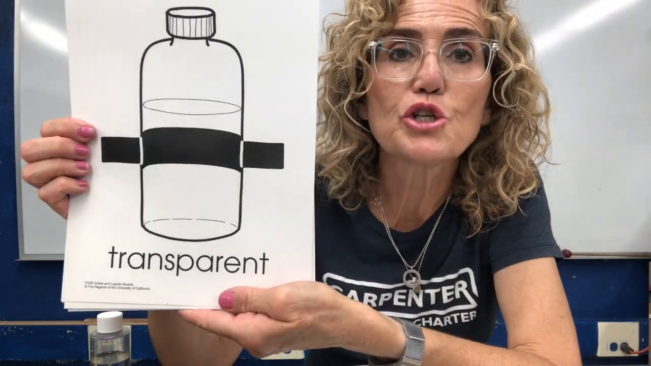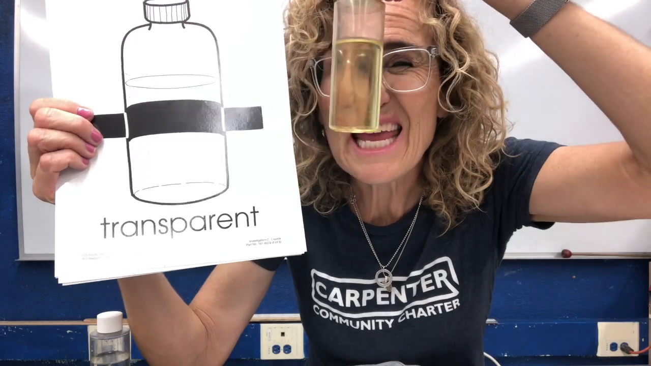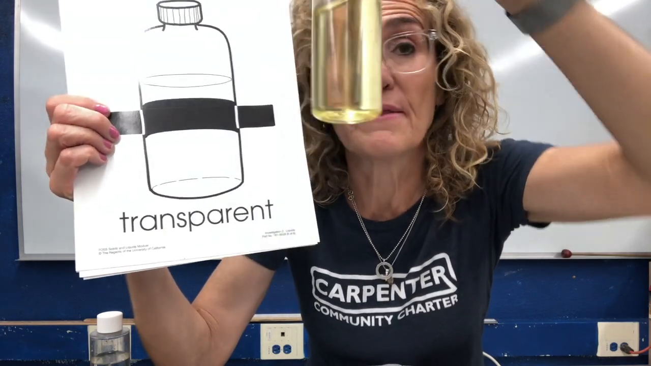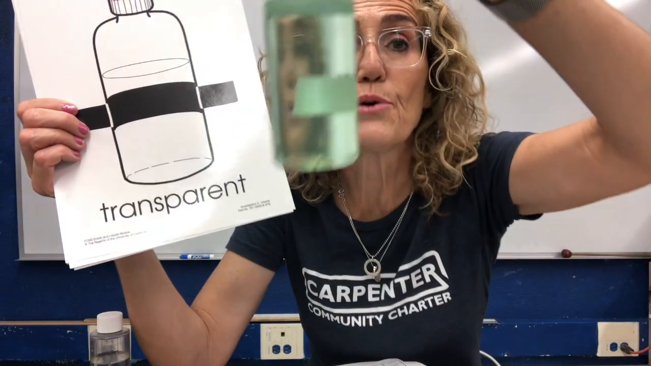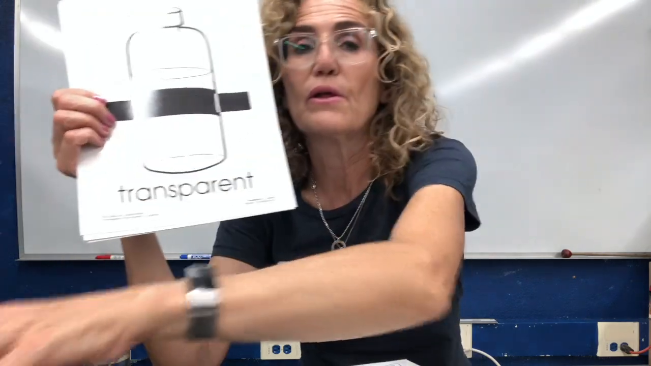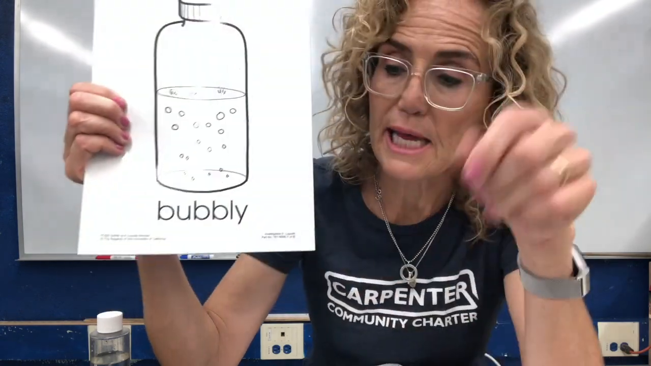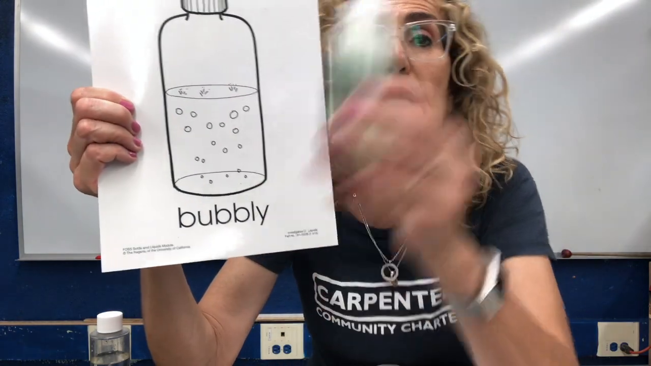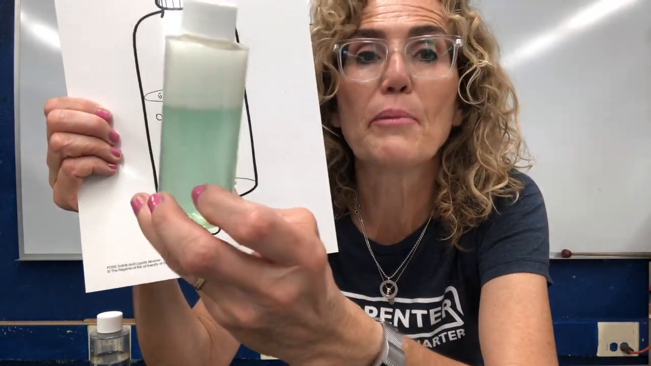Some liquids are transparent. Transparent, remember, means that you can see through it. So I can see through this bottle. This liquid is transparent. I can see through this bottle. This liquid is transparent. Some liquids were bubbly, especially the one where I put a little bit of soap in it. It became very bubbly.